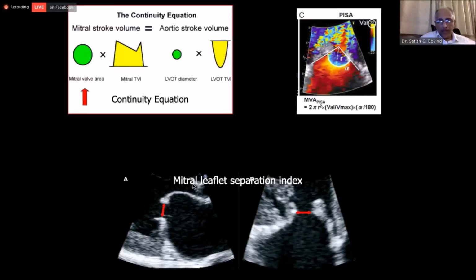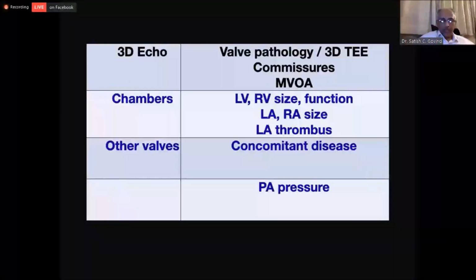And then you have the mitral leaflet separation index. To some extent it works, by a simple measurement in the zoom view, both in the long axis and in the 4-chamber view. The distance between the leaflets tells us. It is a very specific test, not very sensitive, so it can tell you whether it is severe or mild. This is useful, especially in quick scenarios or where your other parameters are ambiguous.